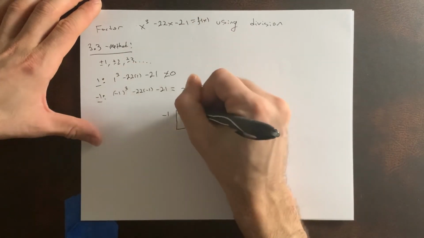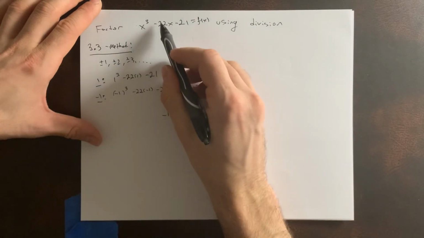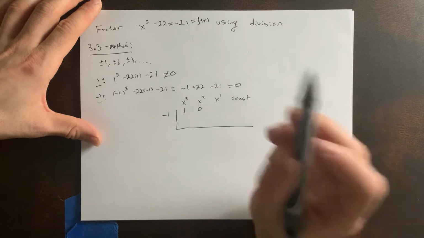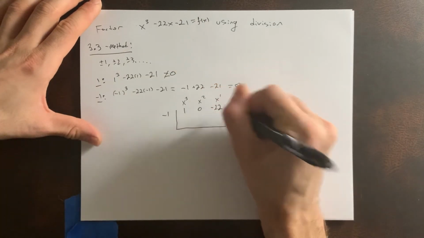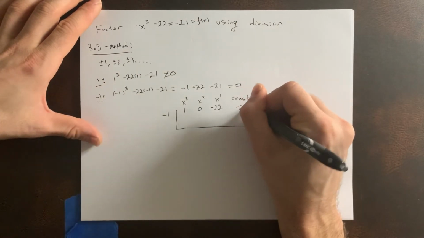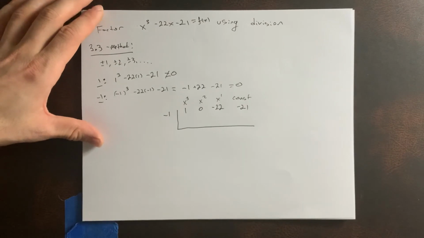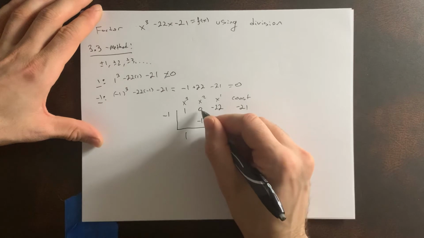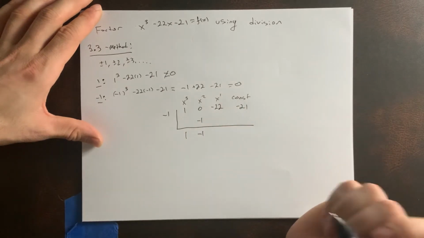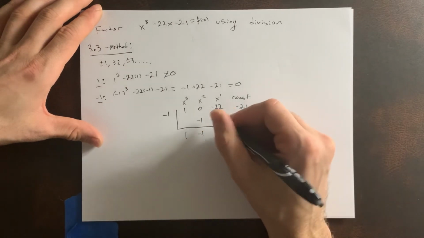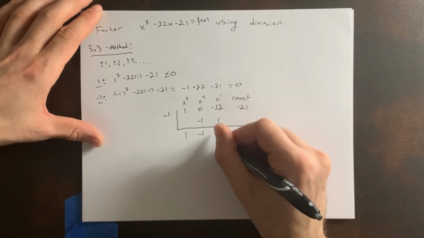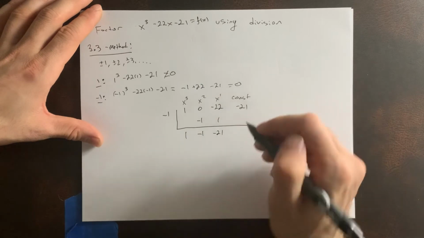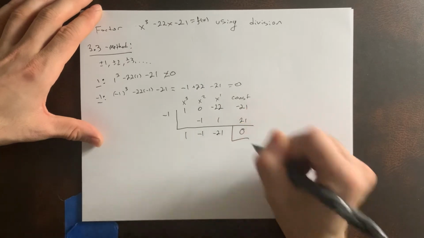So we have a 1 in front of our x to the 3. We don't have an x squared, so we'll put a 0. And then we have a -22 in front of our x, and our constant is -21. So now let's just do those synthetic division steps. We bring the first one down, multiply them, we get -1. Then we add. -1 times -1, that's positive 1. Then we add again. And then -1 times -21, that's positive 21, and we get 0.